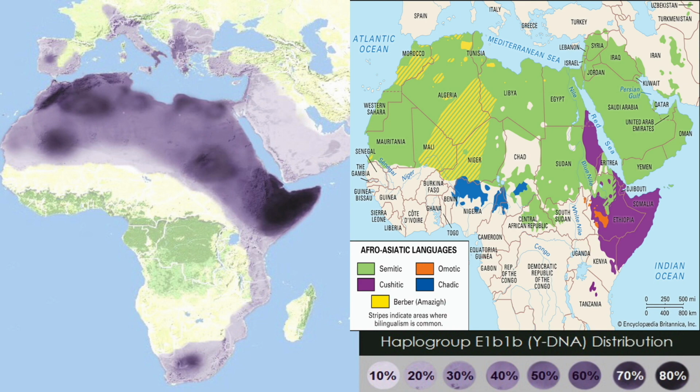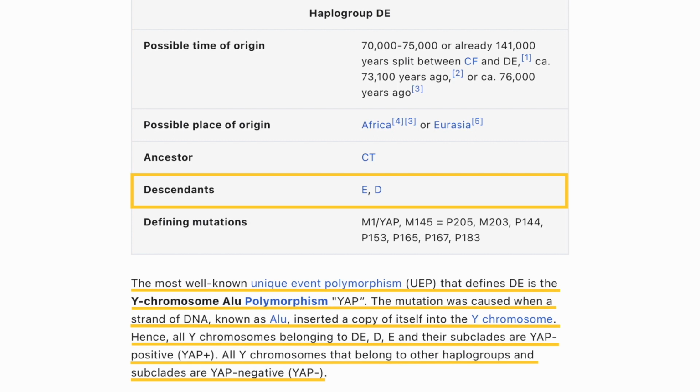But haplogroup DE is a unique lineage from all other Y DNA chromosomes. Haplogroup DE has a specific gene that haplogroup A and B and CF don't have, called YAP. Only people who descend from haplogroup DE have this unique genetic marker. The most well-known unique event polymorphism that defines DE is the Y chromosome allele polymorphism YAP. The mutation was caused when a strand of DNA called an allele inserted a copy of itself into the Y chromosome. Hence, all chromosomes belonging to DE, D, E, and their subclades are YAP positive. All Y chromosomes that belong to other haplogroups and subclades are YAP negative.